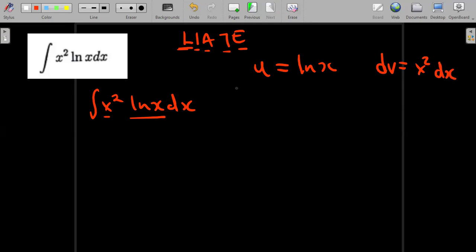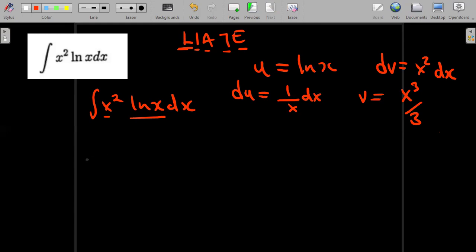Then you differentiate here. So du is going to be equal to, when you differentiate that, you just get 1 over x dx. Then this other side you integrate. So when I integrate dv, I just get v. Then integrating this here, I'll get x cubed divided by 3. That's what I get because I add 1 to the power and divide by 2 plus 1, which is just 3.